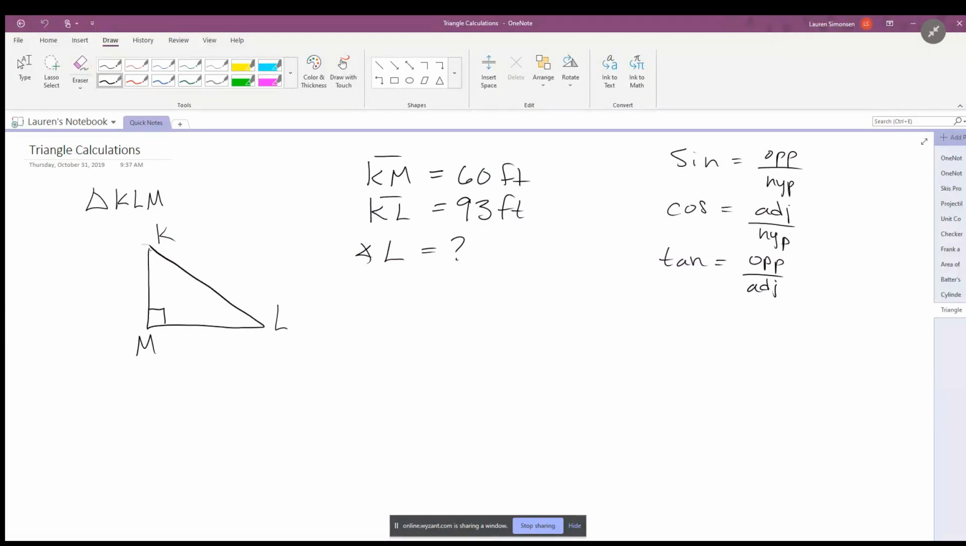So this is point K, this is point L, this is point M, and we know that M is equal to 90 degrees. And we also have lengths of K to M and K to L in feet, and we are trying to find what is our angle L. Okay, so let's finish up this picture. K to M is equal to 60 feet, and also K to L is equal to 93 feet.